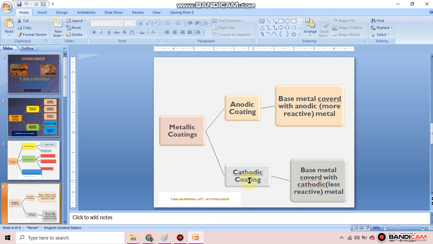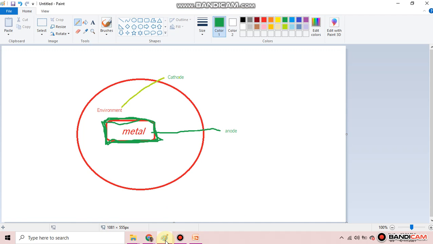Come to the cathodic coating. In this coating, the base metal is covered with a less reactive metal, or cathodic metal. The metal we use for coating is less reactive than the base metal, so it acts as a cathode. So here the coated metal acts as a cathode, so it is called cathodic coating.